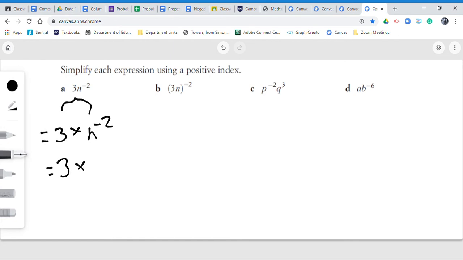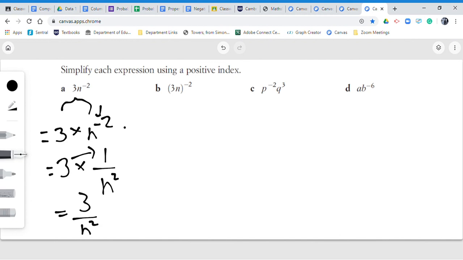I'll say that equals 3 times. Now let's take care of the negative first. We'll turn it into a fraction, 1 over n to the negative 2. And then finally, we can multiply this in. What's 3 times 1? 3 over n to the power of 2. So if that's not neat, I'm trying to draw those as n's. Okay, let's try this one.